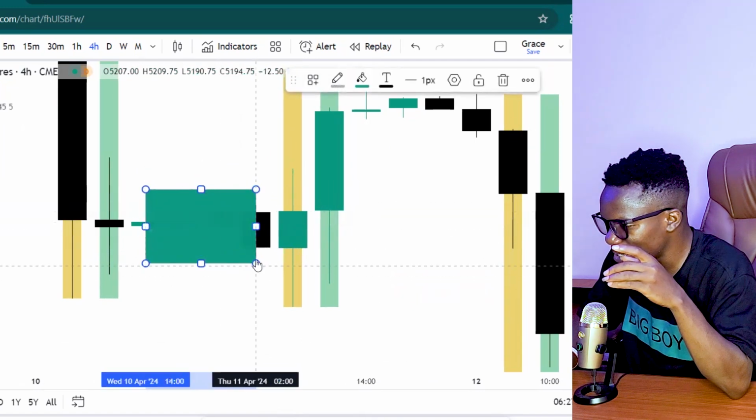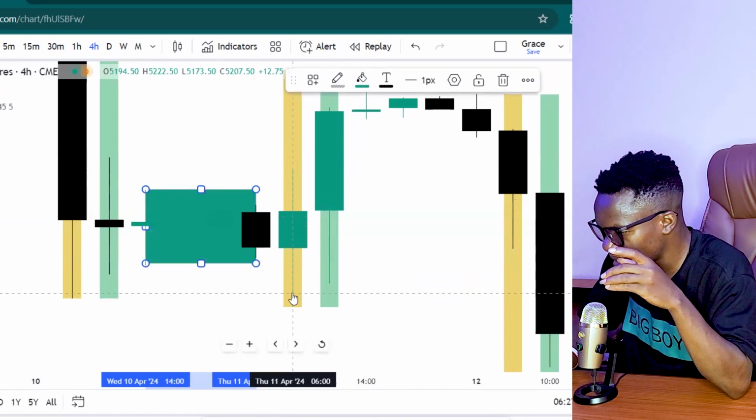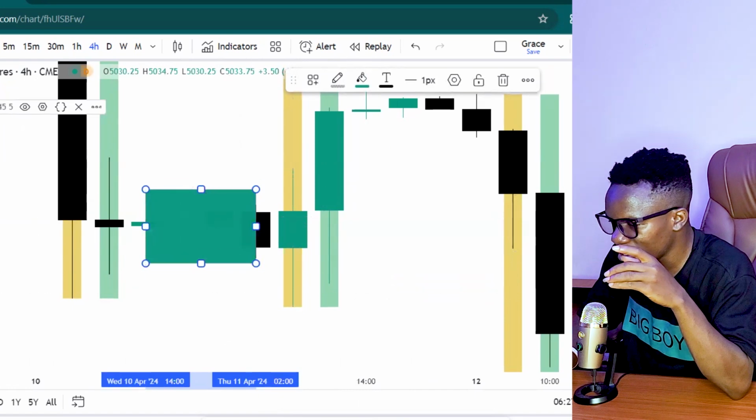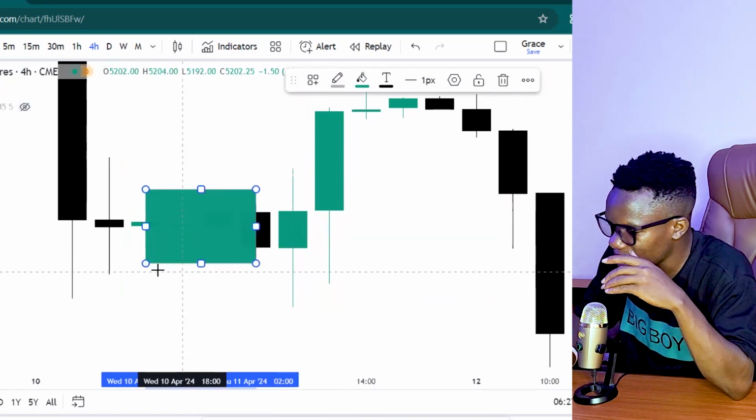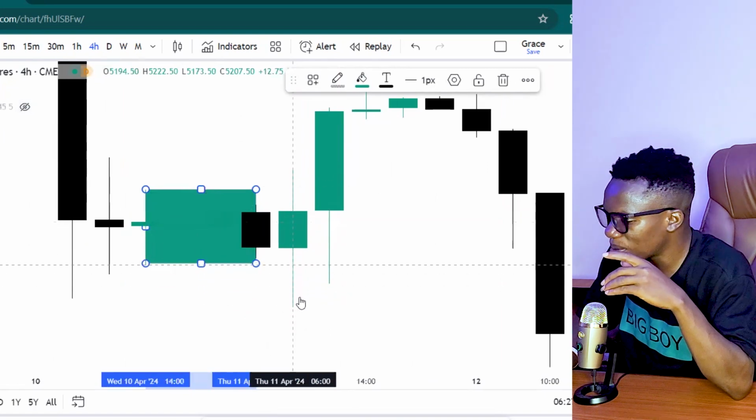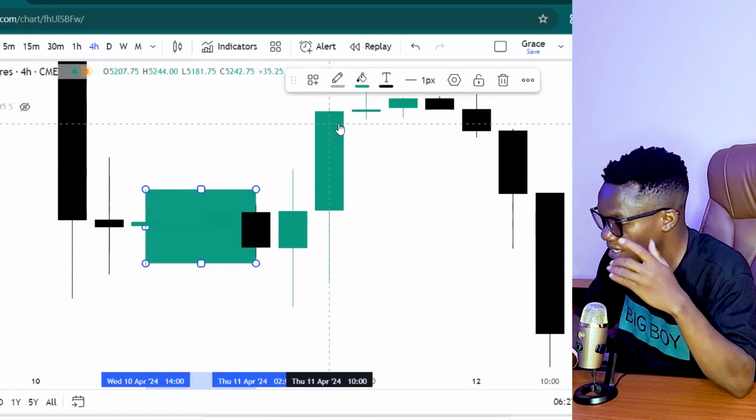So price took out the liquidity. That is what you are seeing here, this wick to the downside. So let me turn this off so that you see the wick. You see this wick right here is where price used to take out the sell side liquidity, and then the price reversed. That is for you if you are trading the London session.